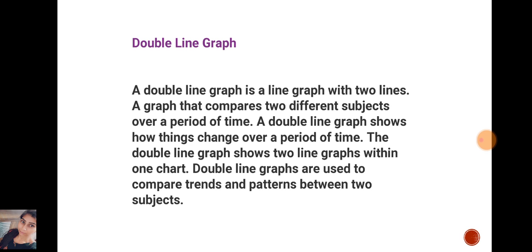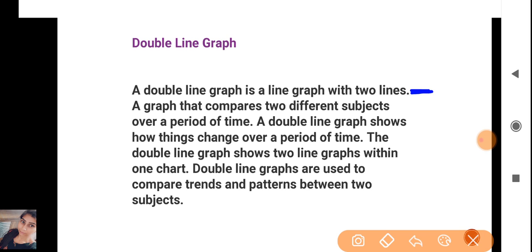So a double line graph is a line graph with two lines, a graph that compares two different objects over a certain period of time. A double line graph shows how things change over a period of time. The double line graph shows two line graphs within one chart, and double line graphs are used to compare the trend and pattern between the two objects, two subjects. So that means over a certain period, two different variables are changing, and we are going to show that by using a double line graph. And we are going to see some examples also.